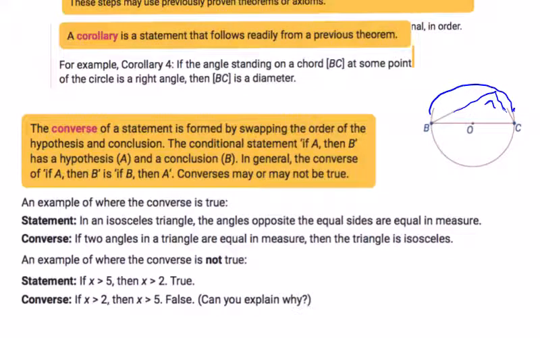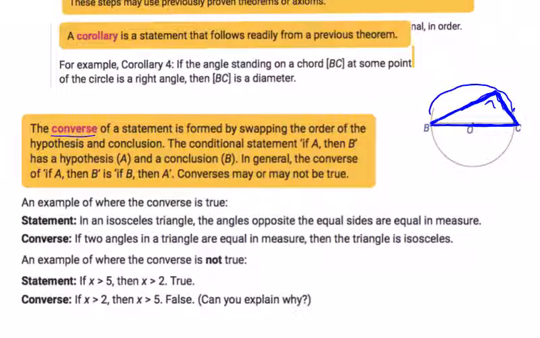This is the diagram for the corollary. If the angle standing on the chord, so if this angle here standing on the chord is a right angle, it means that this has to be a diameter. And we'll look at this in theorem 19, the angle standing on the same arc as another angle within a circle. Now we're going to look at converse.